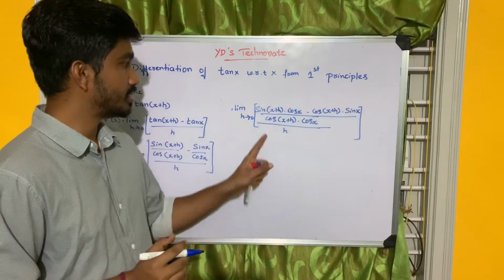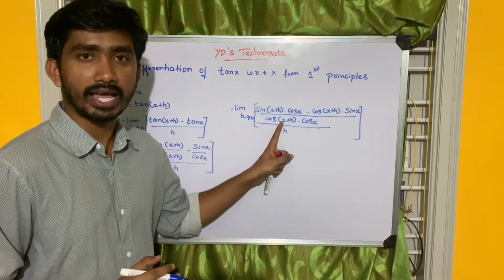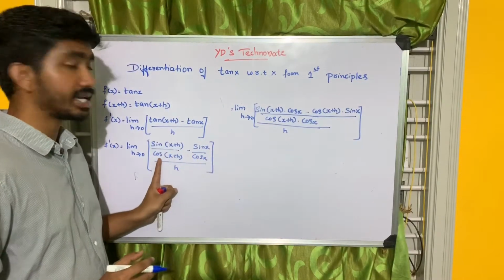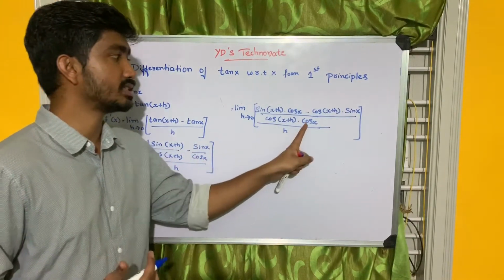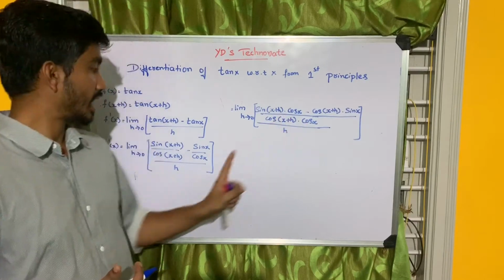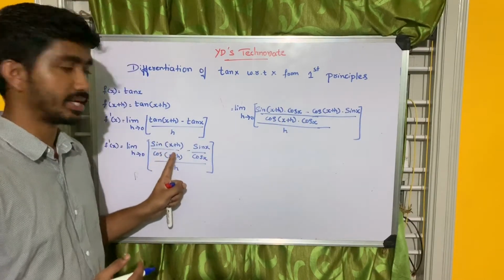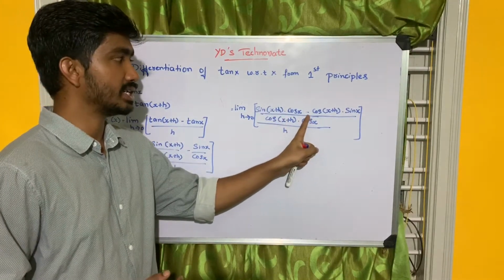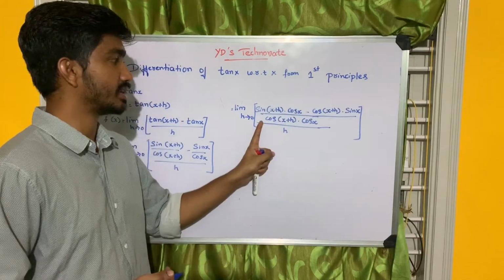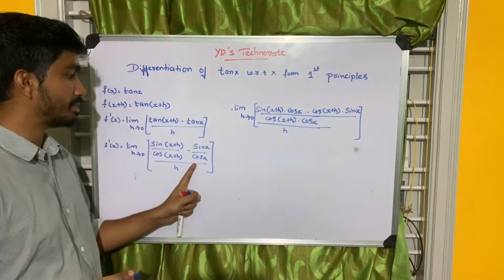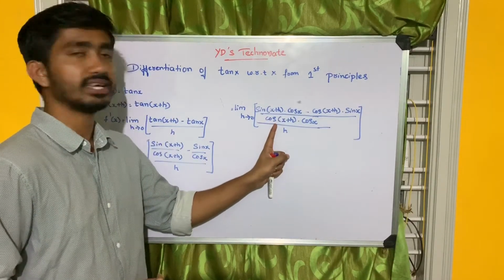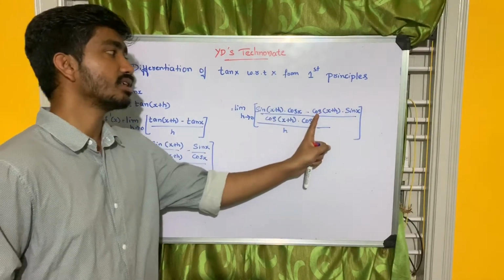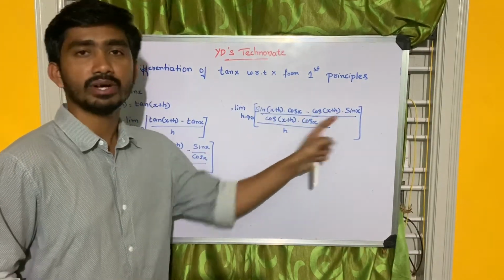If you carefully observe, the LCM is cos of x plus h into cos x. Firstly, I have divided this LCM by cos of x plus h. What is the value remaining? Cos x. I am going to multiply that with the numerator. What is the numerator? Sin of x plus h into cos x. Minus, again divide the LCM cos of x plus h into cos x by this cos x. What is remaining? Cos of x plus h. Multiply with the numerator. What will I get? Cos of x plus h into sin x.